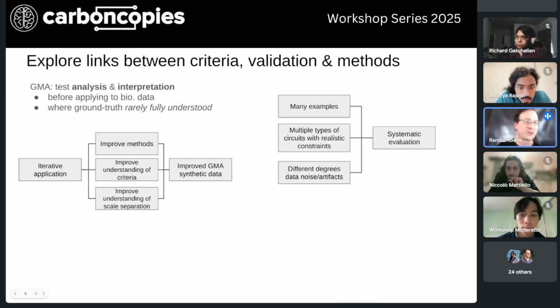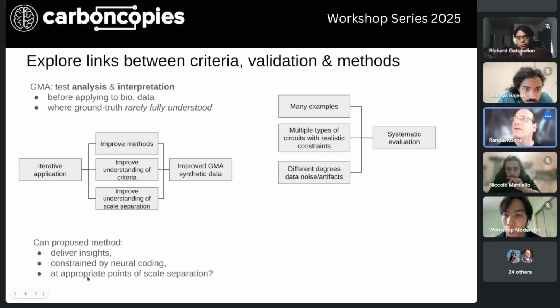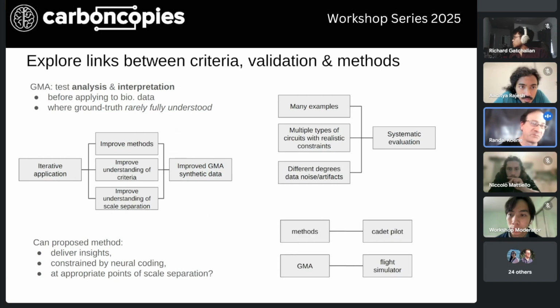Using this protocol, generating many examples containing multiple types of neural circuits subject to realistic constraints at multiple scales and levels of complexity with different degrees of noise acts as a means of validating analysis methods that are proposed. So the question is, can a proposed method of analysis deliver insights constrained by neural coding at appropriate hierarchies of scale separation? A possible analogy for this type of performance testing is passing a flight simulator exam.